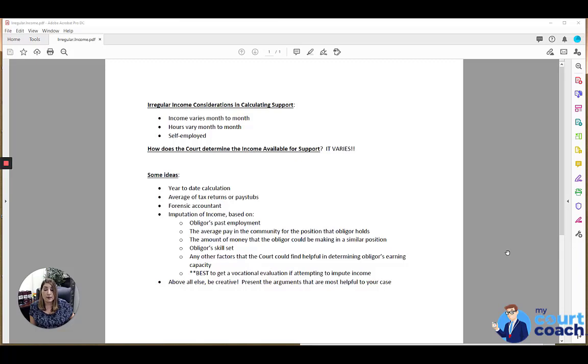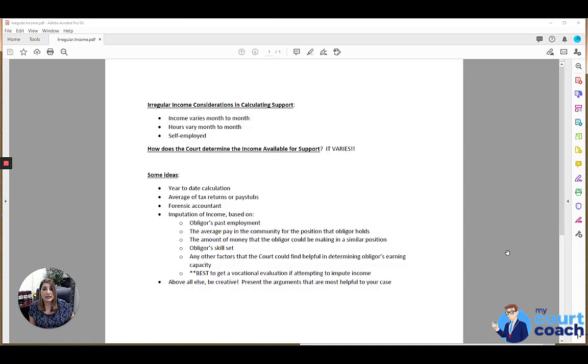Finally, if there's no other way to determine what a person with irregular income's true income is, you can seek imputation of income. And that would be based upon the obligor's past employment, the average pay in the community for the position that the obligor holds, the amount of money that the obligor could be making in a similar position, the obligor's skill set, and any other factors that the court could find helpful in determining the obligor's earning capacity.